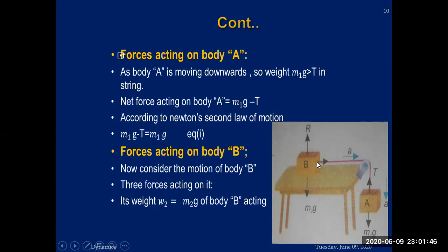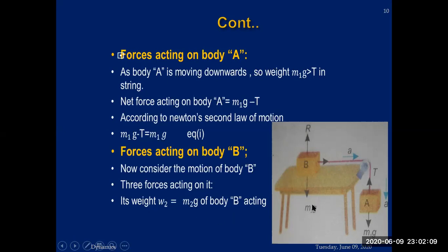Now look at equation number 2. What type of equation will you be getting? Weight is acting in downward direction, tension reaction is acting in upward direction. They cancel each other. There is no motion along the vertical direction. So what will be the force acting on body B? That is tension. It is producing acceleration in body B. Then T is equal to m2a.